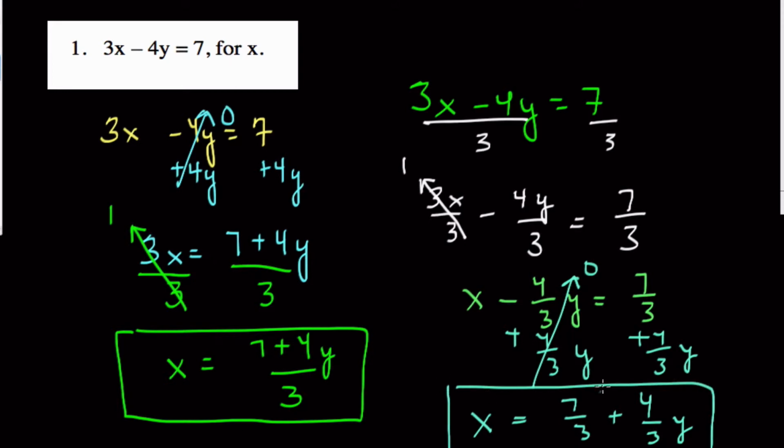And you might look at this and say, wait a minute, 7 plus 4y over 3 is not the same as 7/3 plus 4/3 times y, but in fact it is. These are the same.